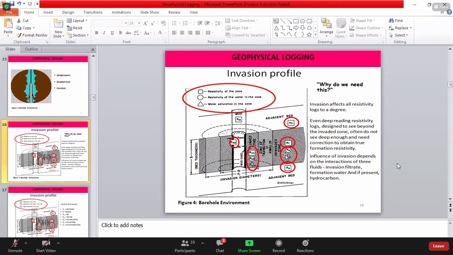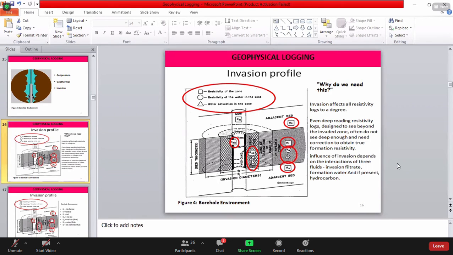It can give us the resistivity of water, that is our RW, resistivity of water. From this resistivity, we can be able to estimate water saturation. That is, what percentage of the pore spaces is being occupied by water.